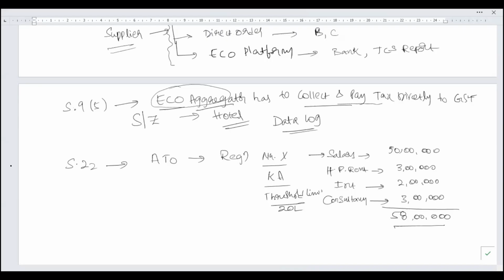If he registers, on consultancy he has to pay GST. Interest income, no GST. House property income, if it is commercial, GST. Residential, no GST. Salary, the Schedule 3 transaction, no GST. Now, this is a point of worry we have. But keep in mind, for aggregate turnover they say taxable, exempt. So this does not talk about non-GST. Non-GST is nowhere discussed in my aggregate turnover definition. Let's have a look at that definition.